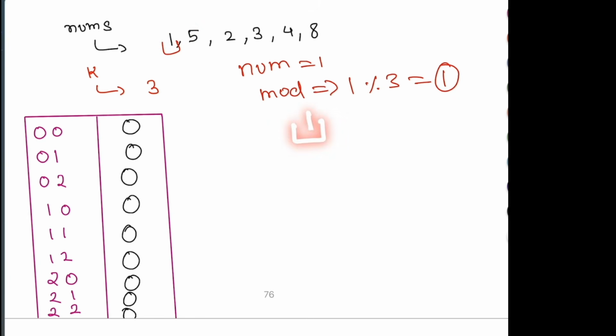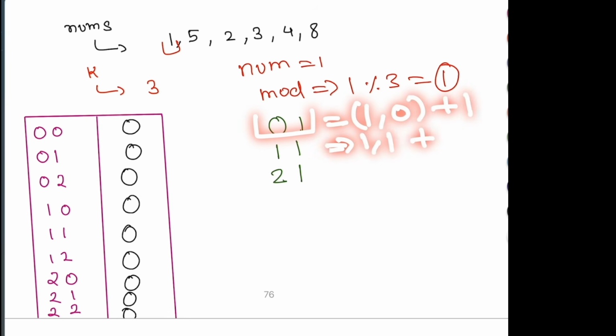If 1 is my last value and the mod is 1, so the second last value, I don't know the second last value, so I'm going to put all possible mod values here in the second last. So the last mod is 1, the second last can be 0, can be 1, can be 2, right? So the possible patterns are 0, 1, 1, 1, 2, 1, right? To find the value for 0, 1, this will be equal to 1, 0 pattern plus 1. This will be equal to 1, 1 pattern plus 1. This will be equal to 1, 2 pattern plus 1. This is what we are going to do.